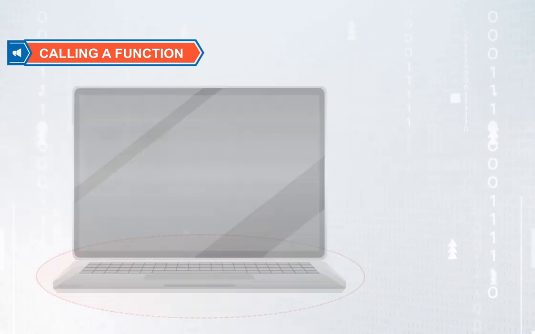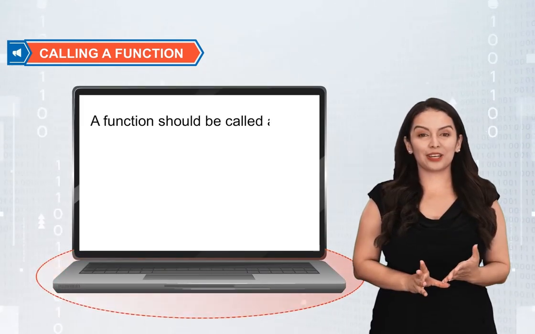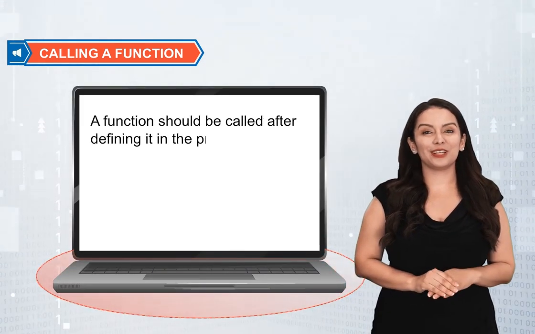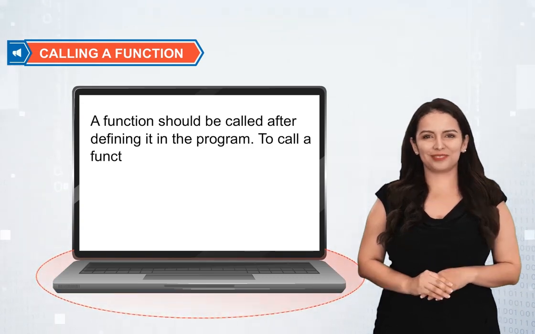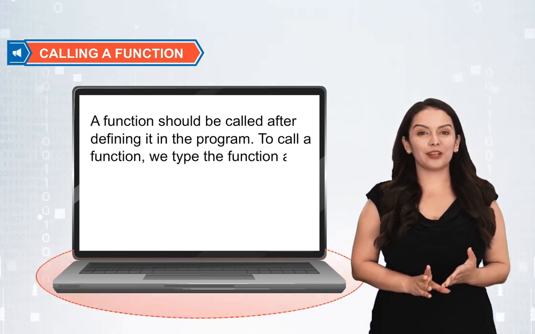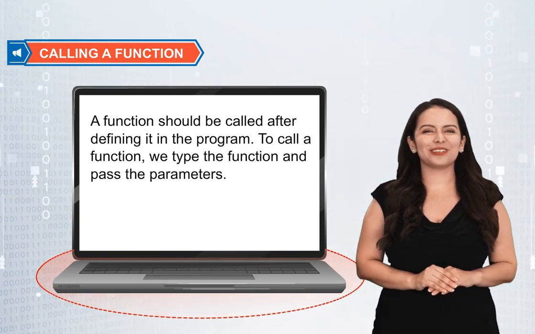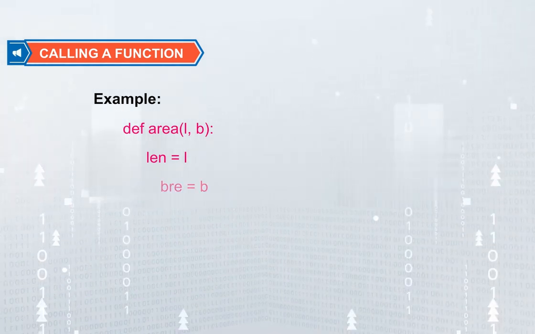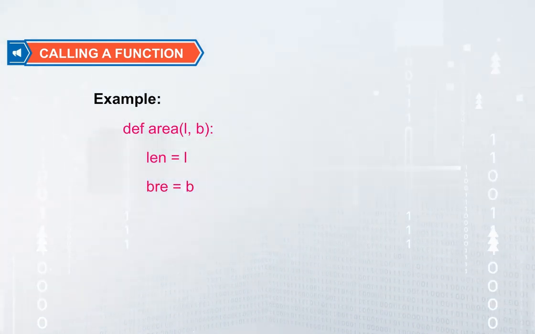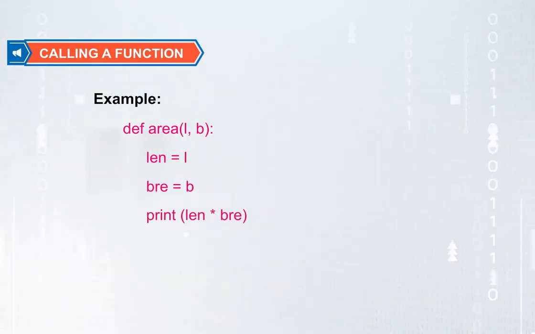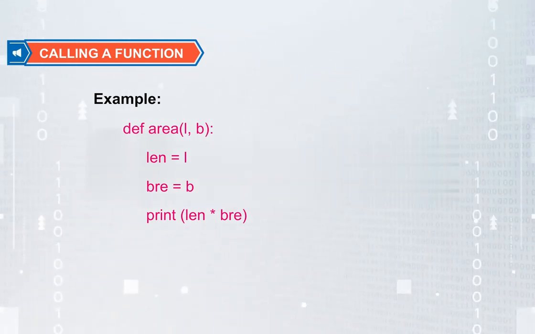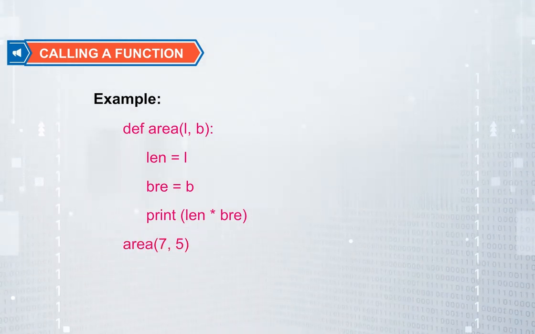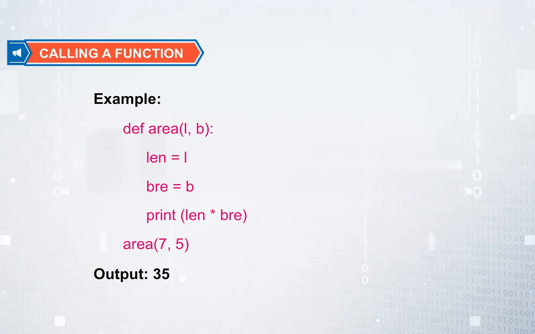Calling a function. A function should be called after defining it in the program. To call a function, we type the function name and pass the parameters. Example: def area(l, b), len equals l, bre equals b, print len multiplied by bre, area(7, 5), output 35.